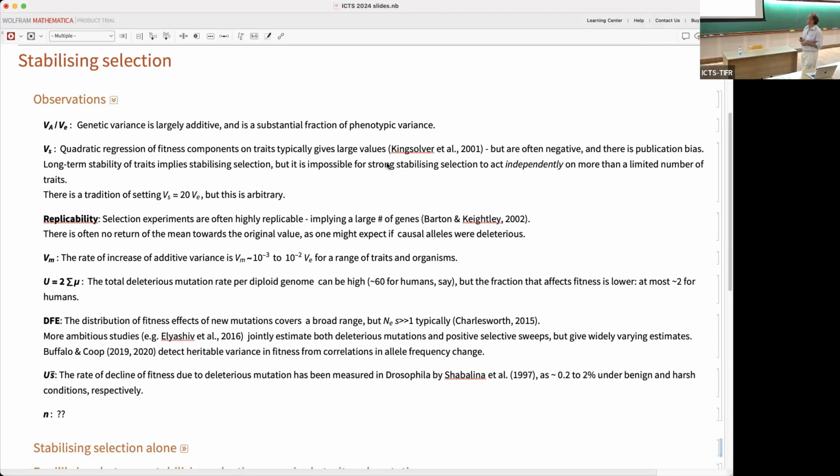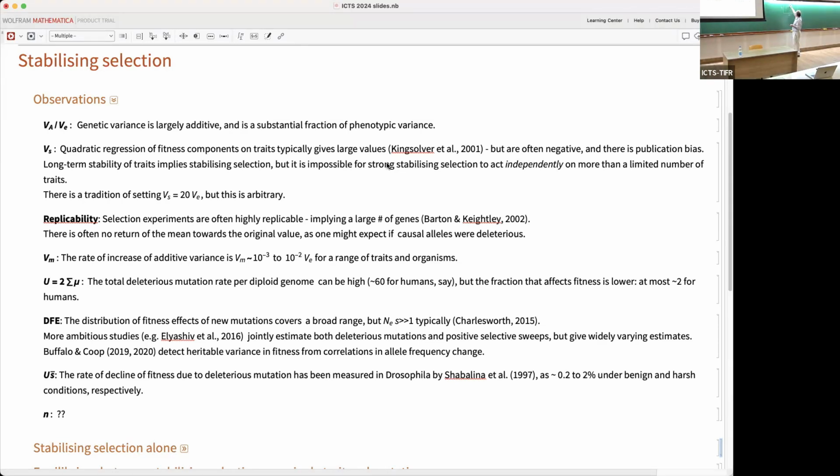So, observations. Well, as we've heard, there's high heritability for most traits in most sexual outcrossing organisms, and this variance is largely additive. What effect does it have on fitness? Well, one can, in principle, very straightforwardly measure the selection on traits by measuring fitness or some proxy for fitness, survival, mating success, or whatever, as a function of the trait value.